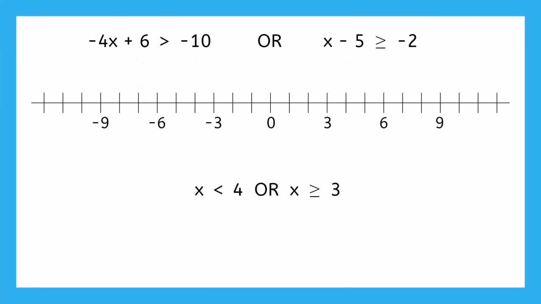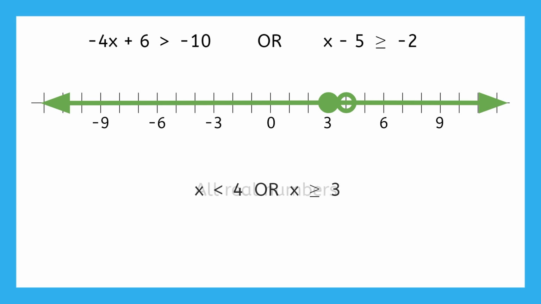To visualize our answer, we show all the values less than 4 and the values greater than or equal to 3. With or compound inequalities, any covered value is a solution, so that's every value. So instead of writing the solution as a compound inequality, we could just write that the solution is all real numbers, because there's no number that isn't a solution.